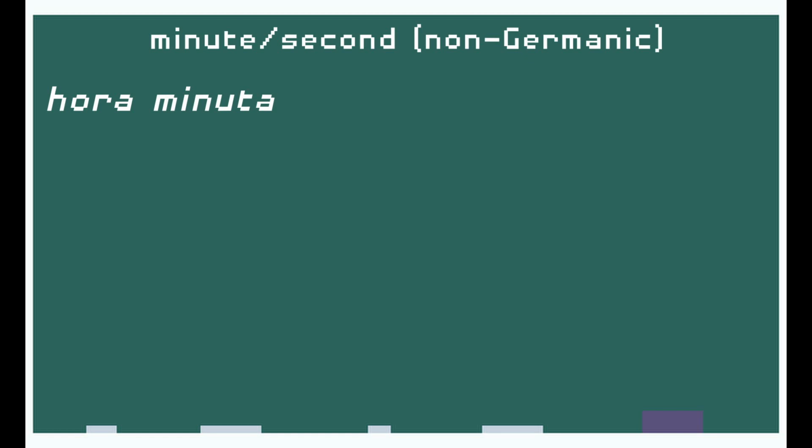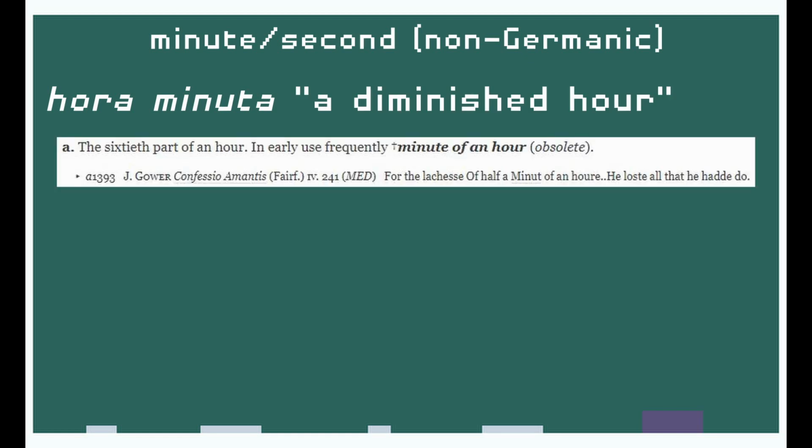An ora minuta, a diminished hour, starts popping up in English with the current definition of a 60th of an hour all the way back in the late 1300s. But for several centuries, the whole phrase minute of an hour was used rather than just the word minute, which doesn't become standard until the 1700s.